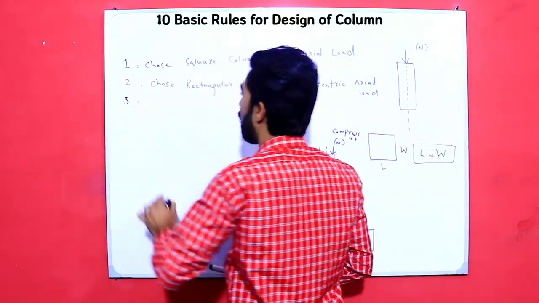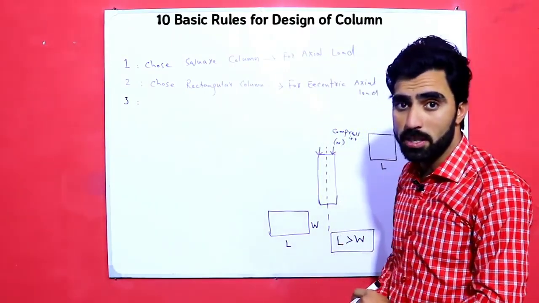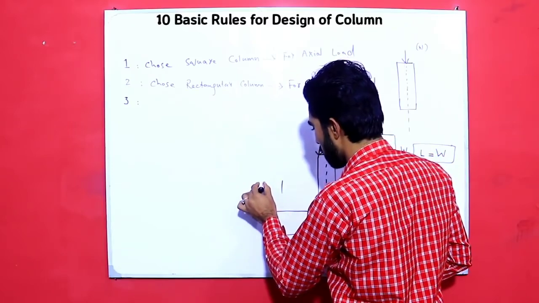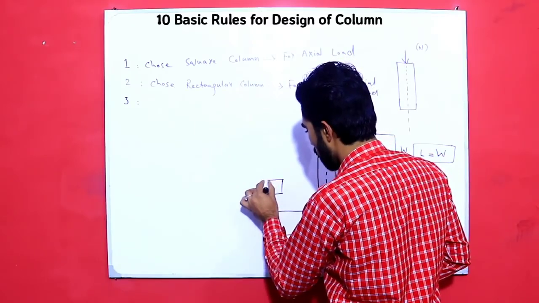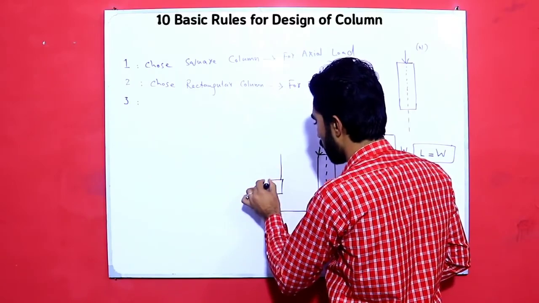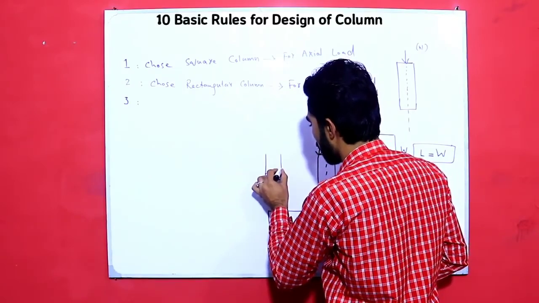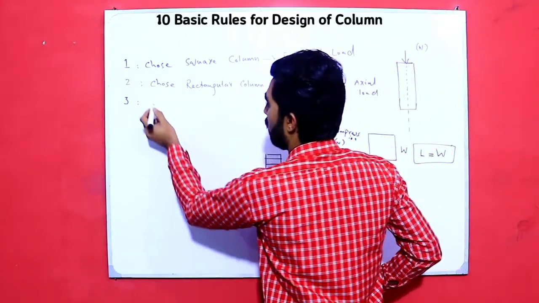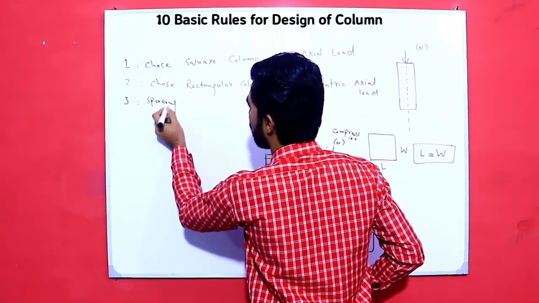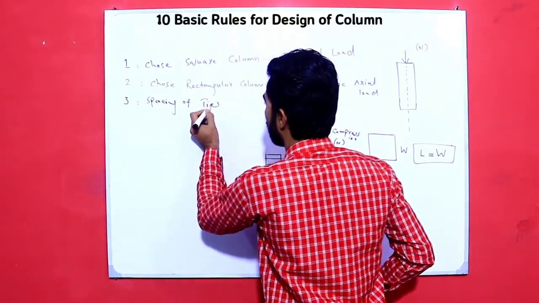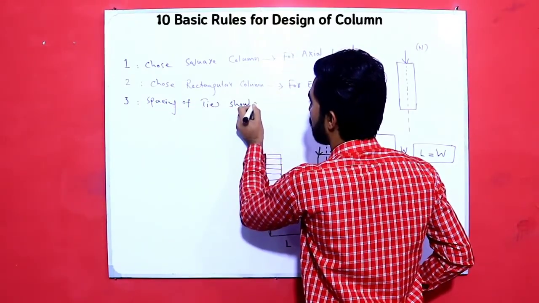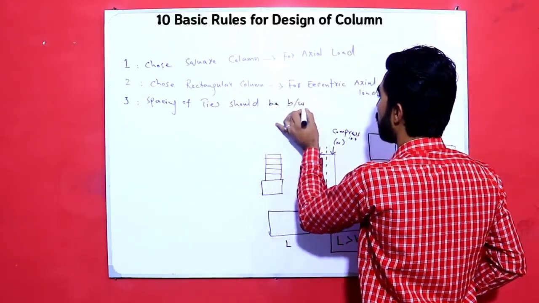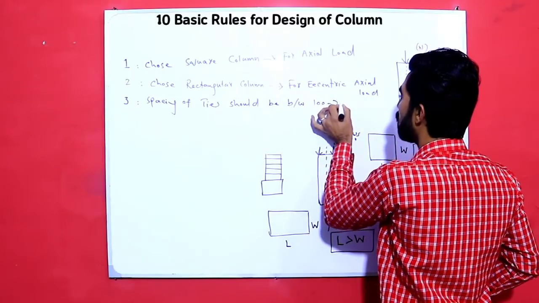Now guys, the third rule of RCC column: as you can see guys, this is column, and these are longitudinal bars. As you can see, these are ties, lateral ties. So spacing of ties, this is standard: spacing of ties should be between 100 to 200 millimeter.